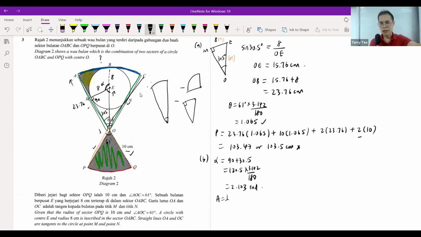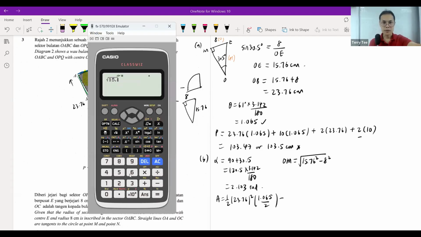So my area will be half. Let's start by taking the radius is 23.76 square. Your theta will be 1.065 over 2 because it's half of it, right? Then you minus area of triangle. Now, here's the problem. I don't know the height of your triangle, right? I do know this is 8. I do know this is 15.76. Should I say I do not know the base? Yeah. So we can use Pythagoras theorem. So let me show you here. My OM is my base. We can use Pythagoras theorem, 15.76 square minus 8 square, then take the square root.